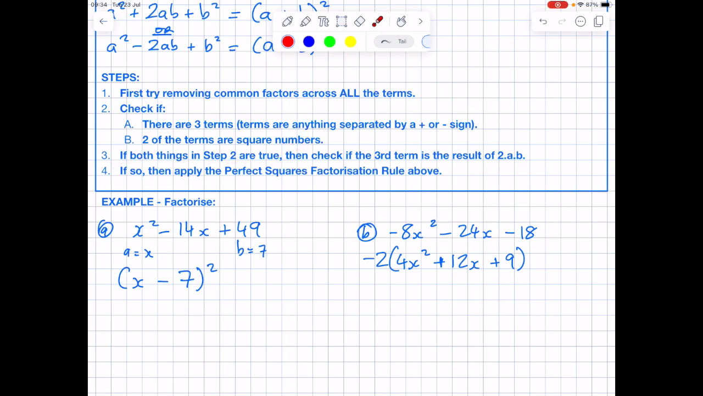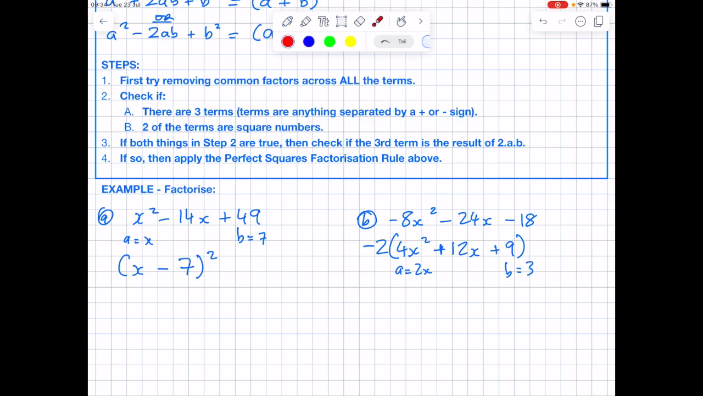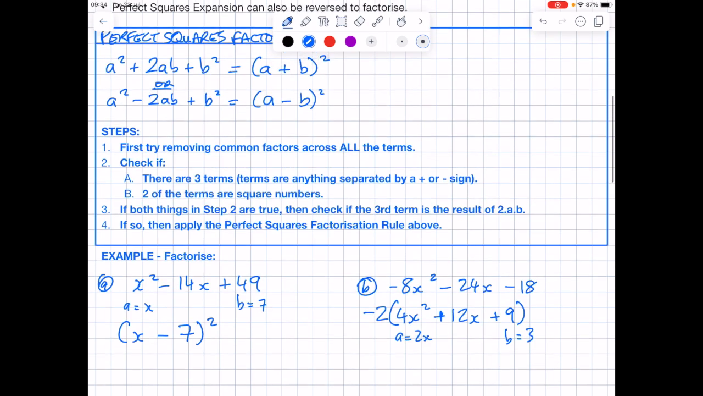Step 3, if both things in step 2 are true, then check if the third term is a result of 2ab. So a here is 2x, because 2x times by itself is 4x squared, and b here is 3, because 3 times 3 is 9. Why do I write that? So I can make step 3 easier. Result of 2ab. 2 times by 2x is 4x. And 4x times by b, which is 3. 4x times by 3 is 12x. So that confirms that. So now I can apply the perfect squares factorization rule above.